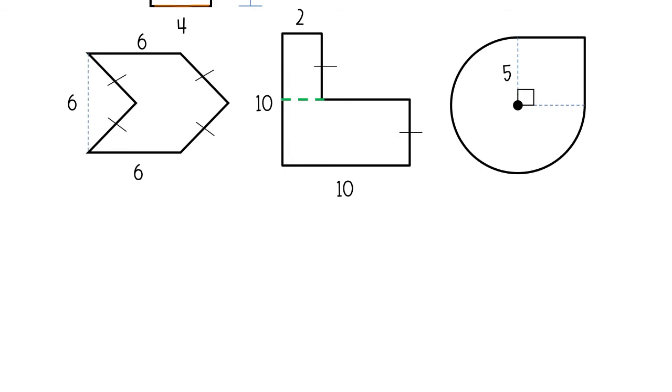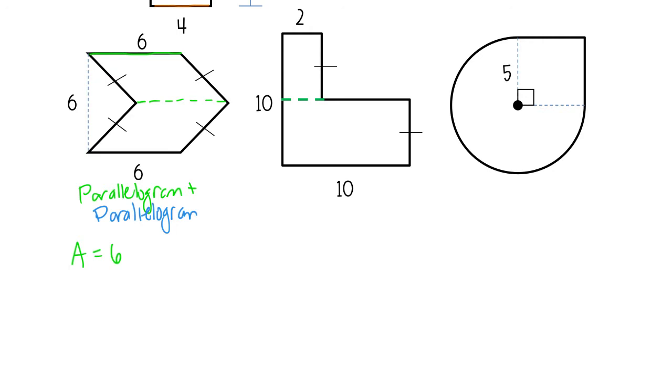So here, let's see. We can split up this guy in half like this, and we've got a parallelogram plus a parallelogram. So one parallelogram, the area, don't forget, is the length times the height, or the base times the height. So our base will be 6. So the base is 6.